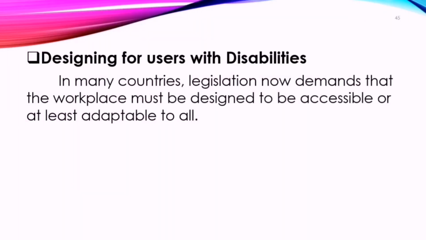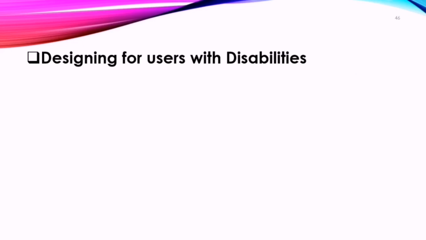That is why in many countries, legislation now demands that the workplace must be designed to be accessible or at least adaptable to all, to aid the needs especially of those people who are differently abled. Now let us consider these different disabilities and the different designs which can help them to use computer systems. The first disability is visual impairment.